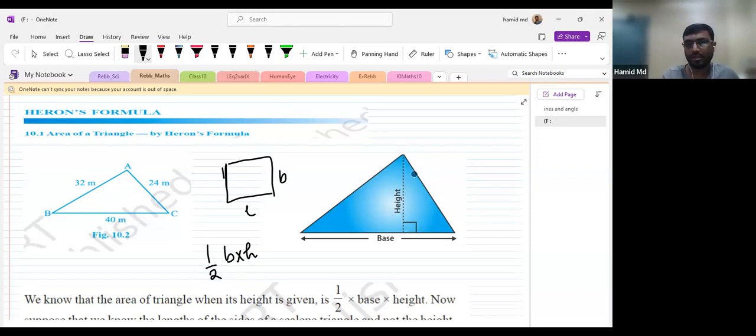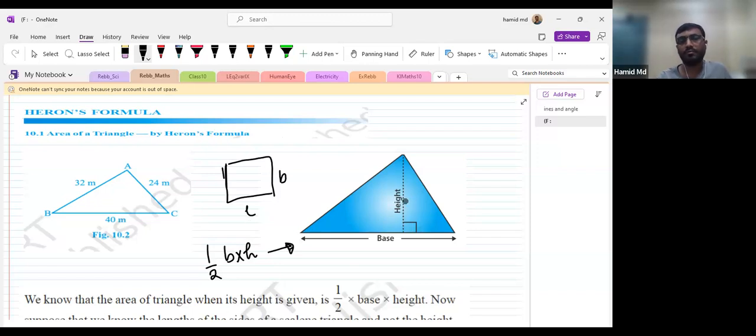This is true for this triangle. We know the height already and we know the base. I kind of forgot. I was thinking B into H. I forgot whether it was base or breadth. Okay, so for this triangle, if we have height and base, we can use this formula. Take care. It's okay?